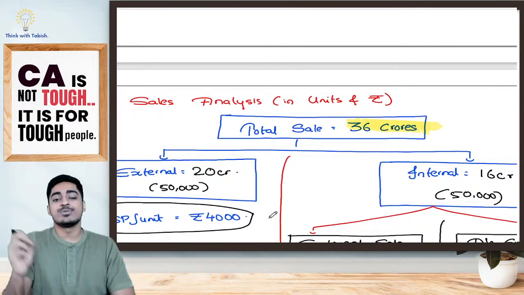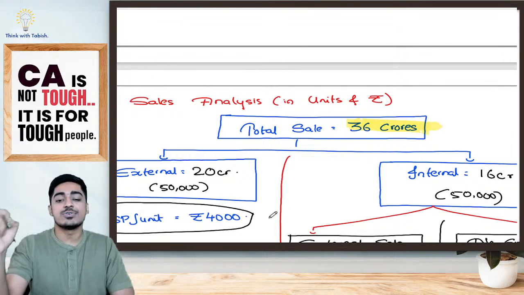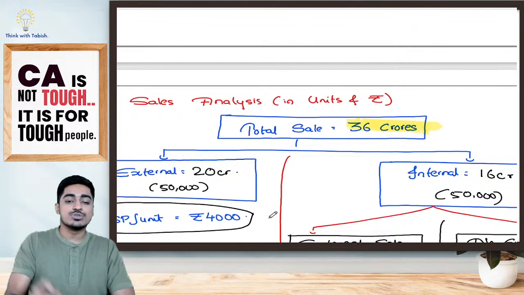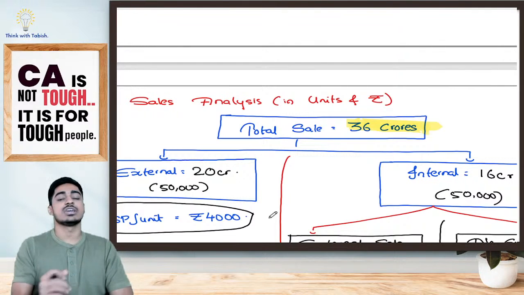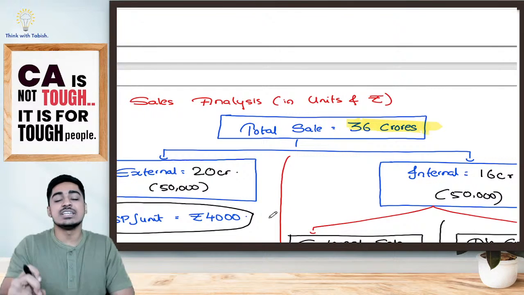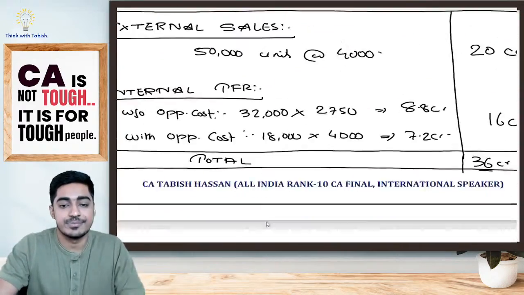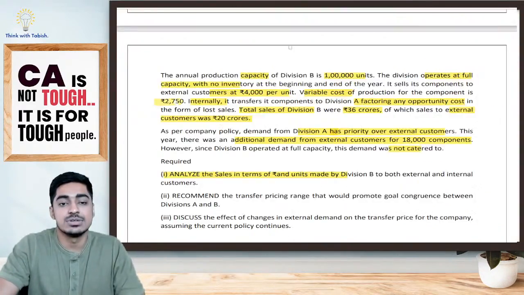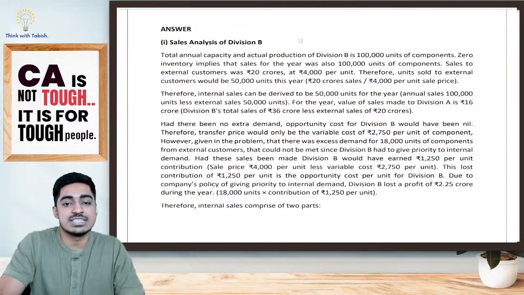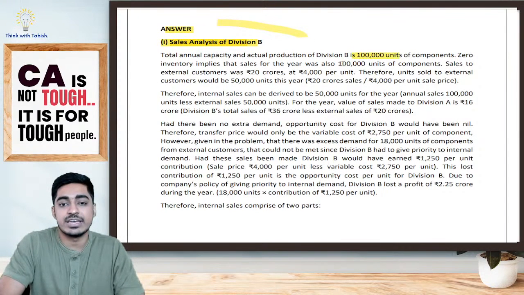Yes, the external sale of 20 crore. The selling price is 4,000 rupees per unit. So the number of units sold would be 50,000 units. Second paragraph there. If external sale is 50,000 units, that means the internal sale would also be 50,000 units. Again, one more paragraph. That's what they've done. If you look at the answer also, the same complete paragraph is written, sales analysis. Same thing they're writing, 1 lakh units. 4,000. So 50,000 units.